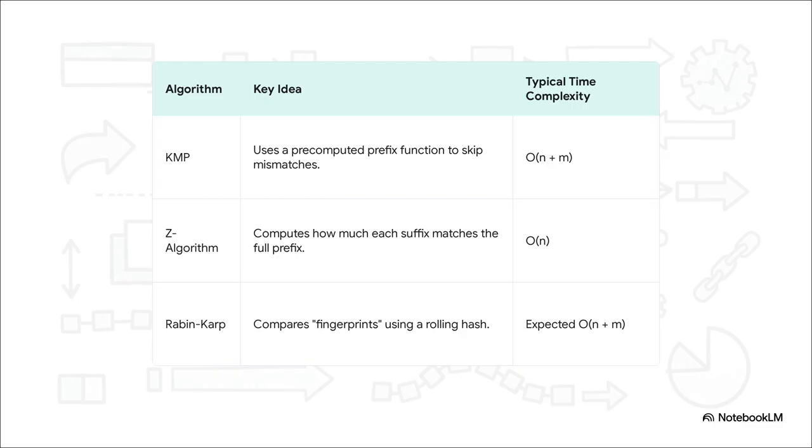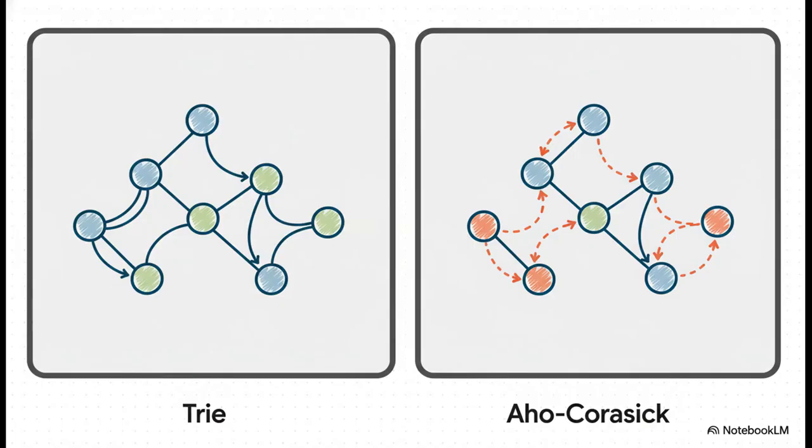It's usually lightning fast, but it works on averages. Now, if you're searching for a bunch of patterns at once, a trie is a fantastic place to start. It works like a digital dictionary, right? Perfect for something like autocomplete. But Aho-Corasick, whoa, it takes that to a whole new level.